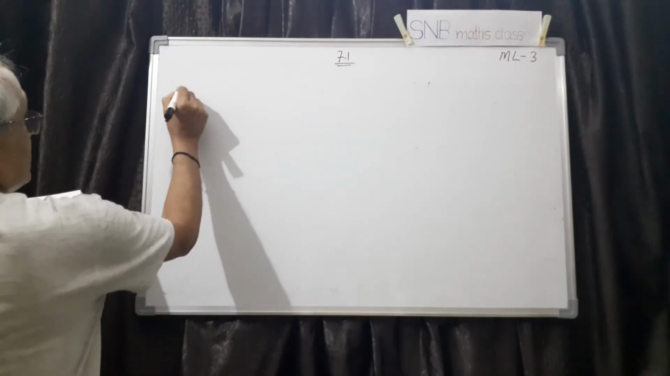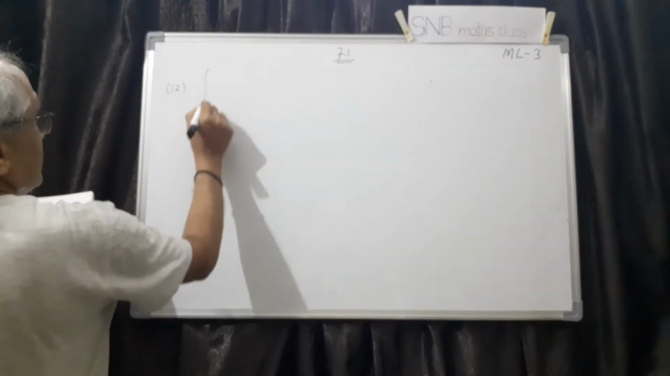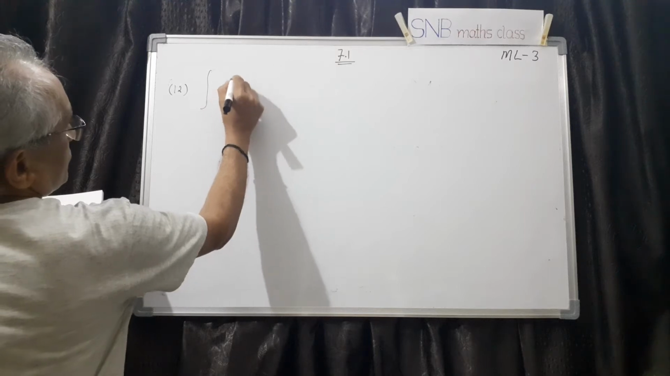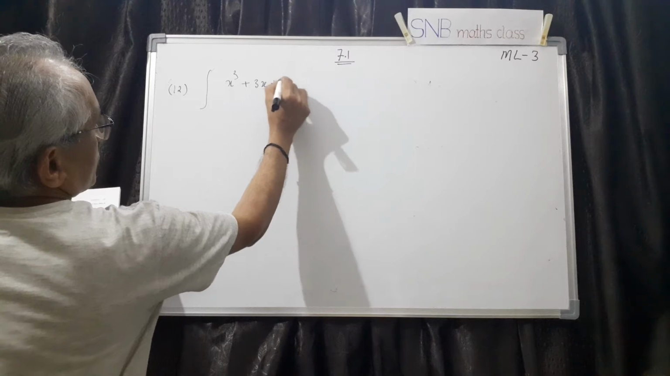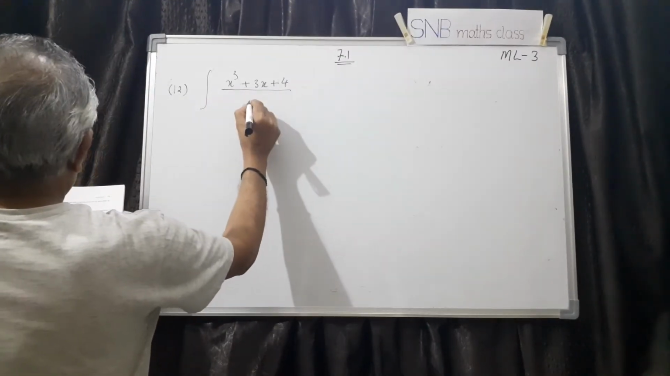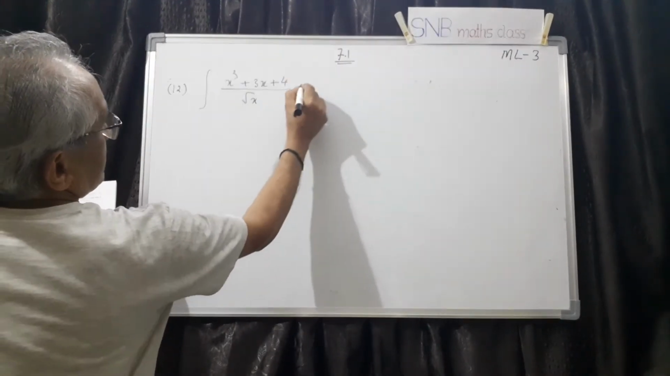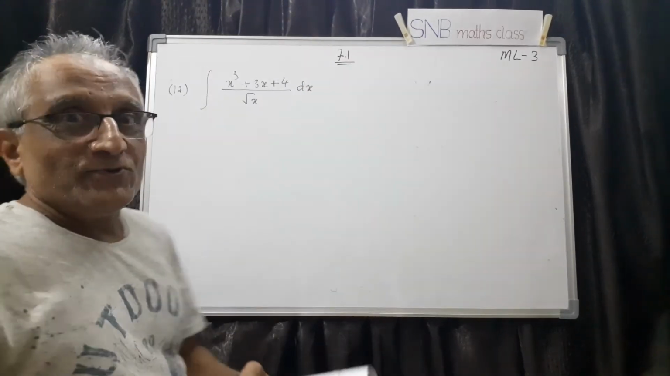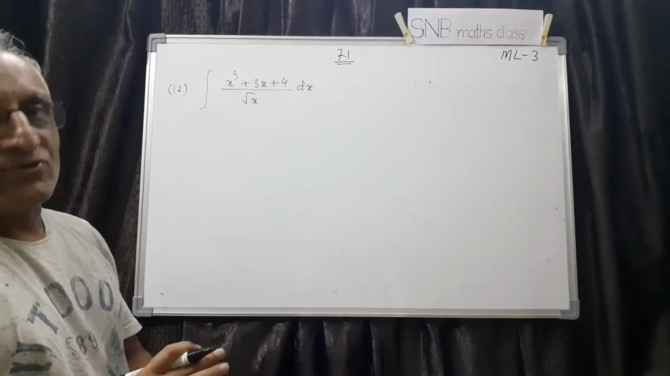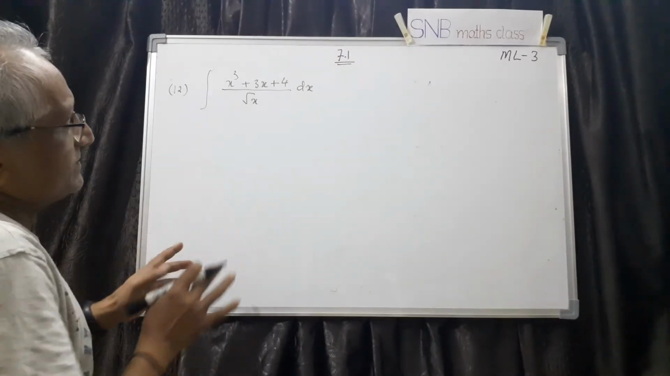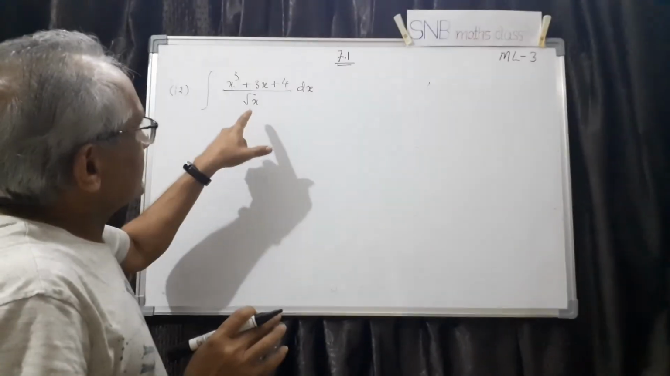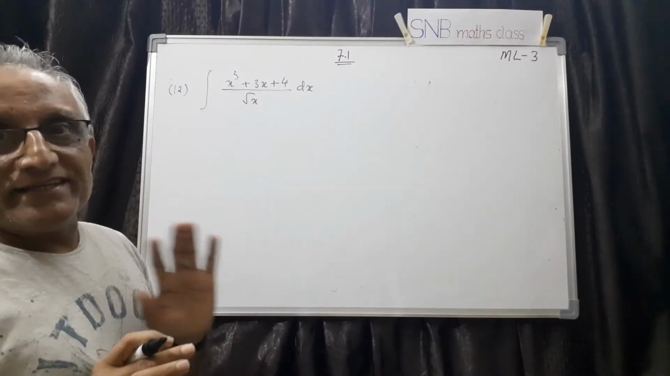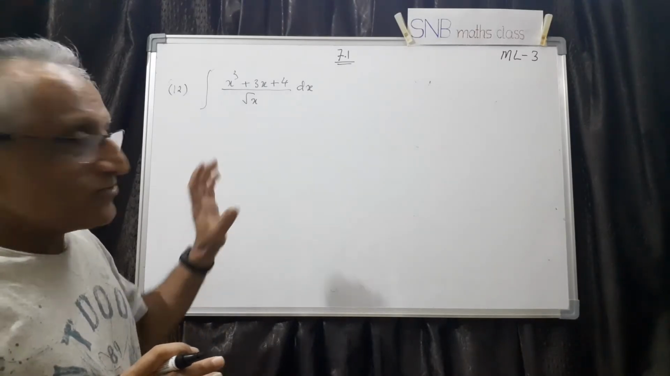The next question is, see, 12th question, integration of x cube plus 3x plus 4 divided by root x, then dx. Now I told you in the beginning only, there is no quotient rule. In differentiation, suppose this question is asked, definitely you will try like this: this is u, this is v, then the u by v rule. But in integration, there is no such rule. So how to do this question?